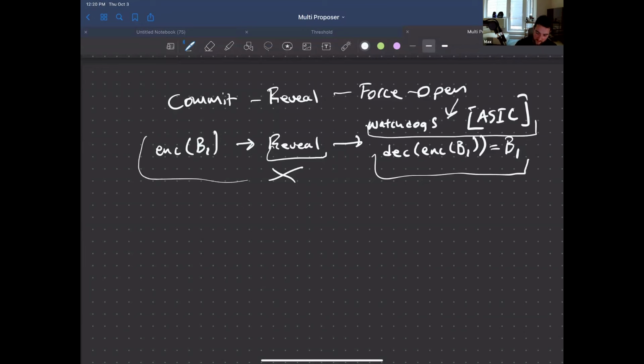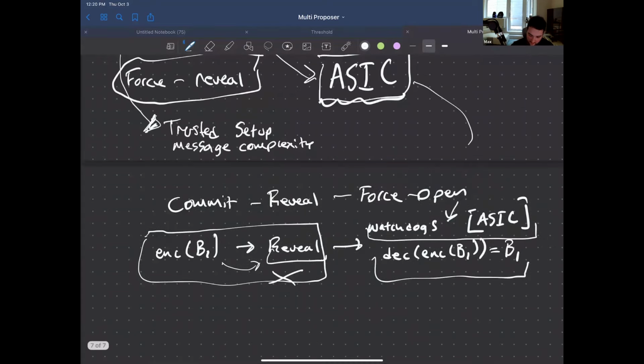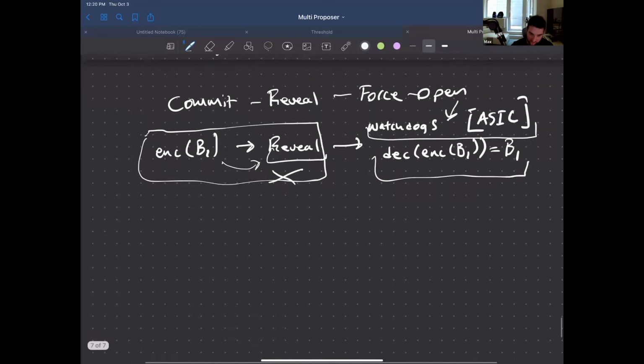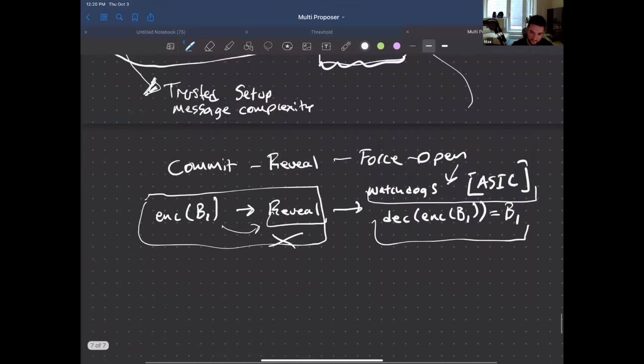And most of the time we have the happy path, so we don't have to eat the latency and rely on these ASICs and watchdogs. Sometimes we do want to rely on it, but hopefully we are in this happy path scenario where we're just committing and revealing. If not, we can decrypt you with the time lock and ASIC and make you run the transaction that you didn't want to run anyway. So there's no reason to try and play any games around this. So commit reveal force open, that's the basic idea that we have.